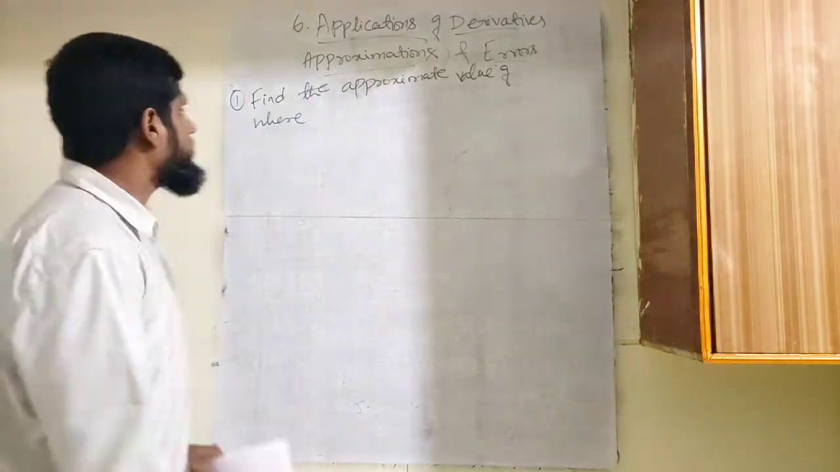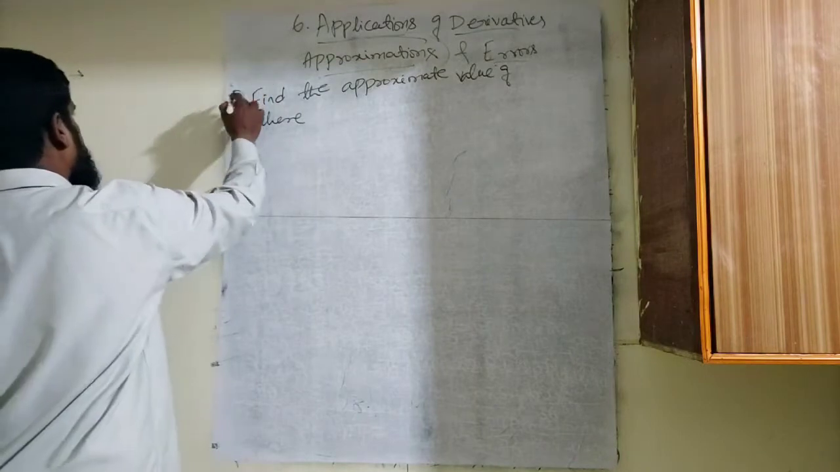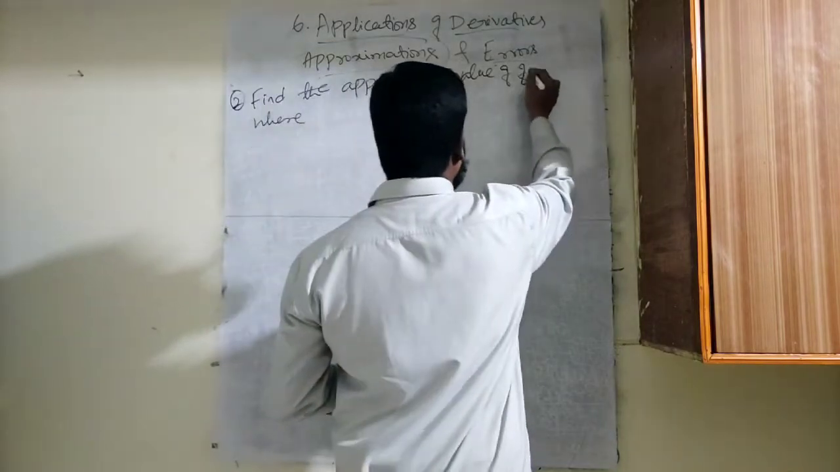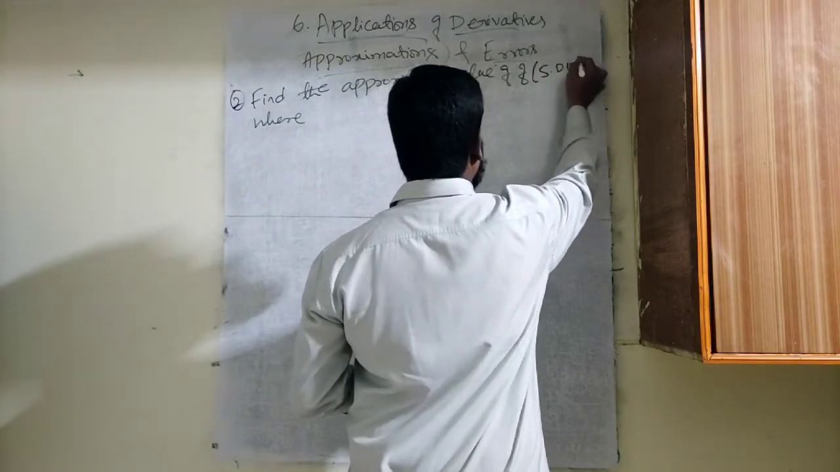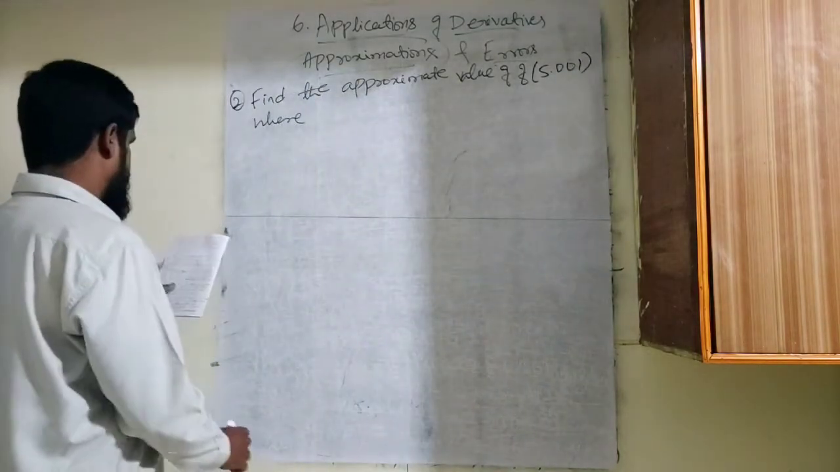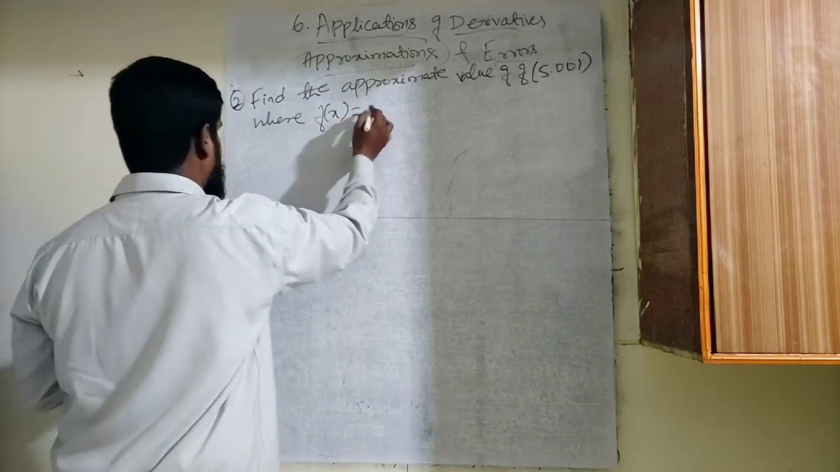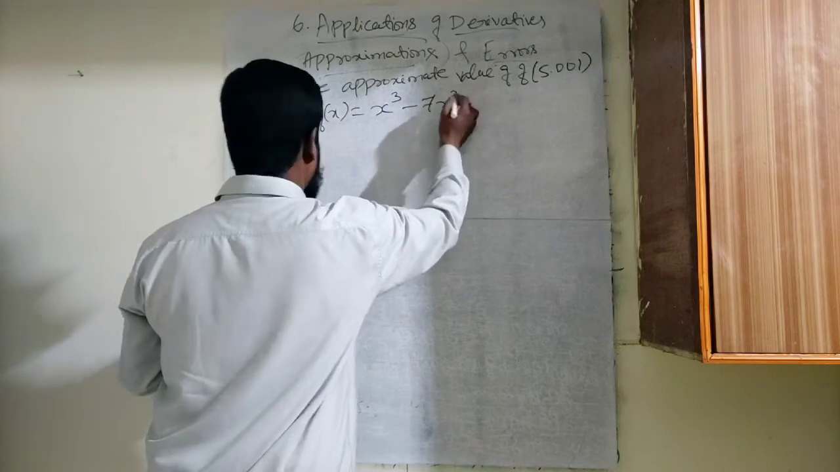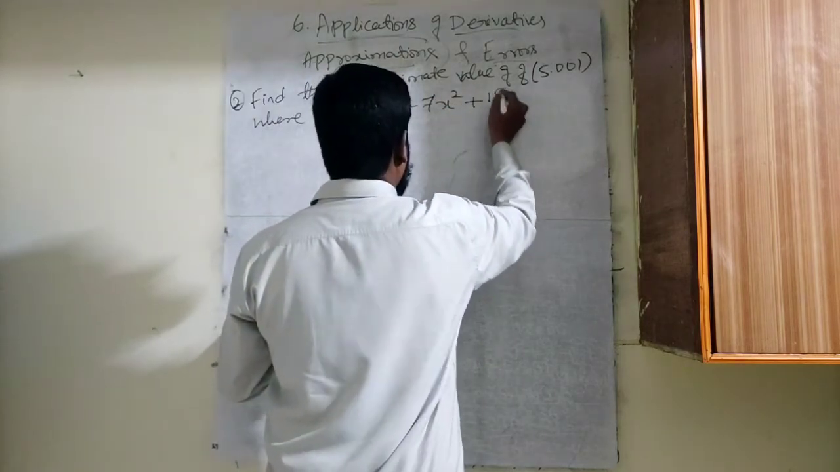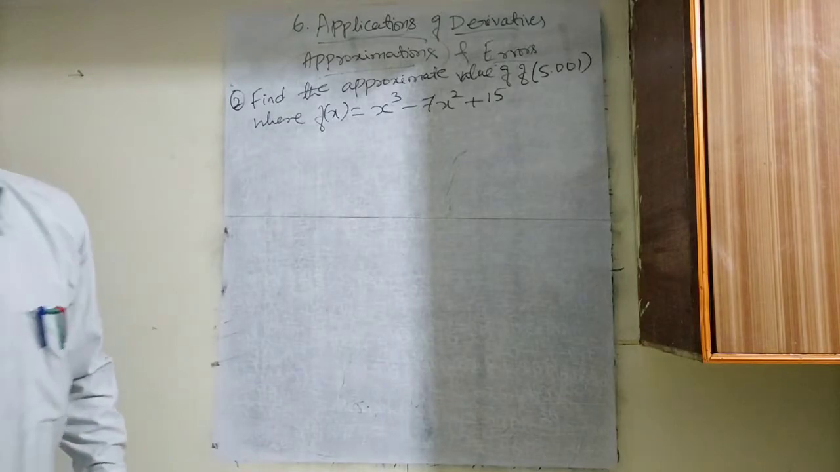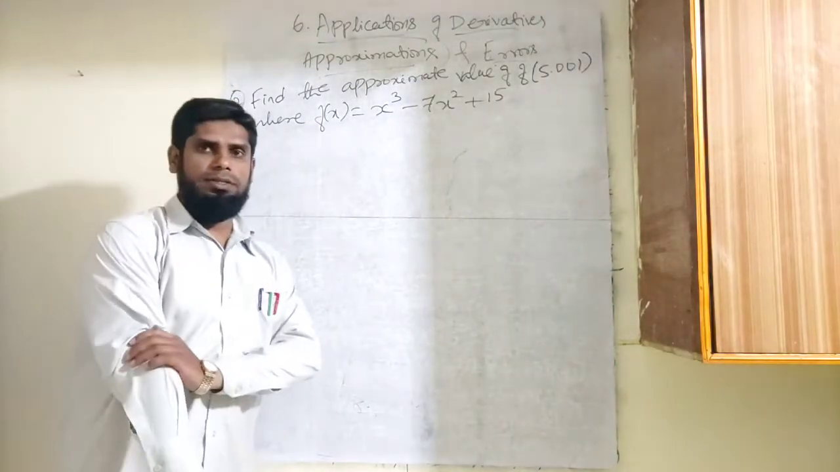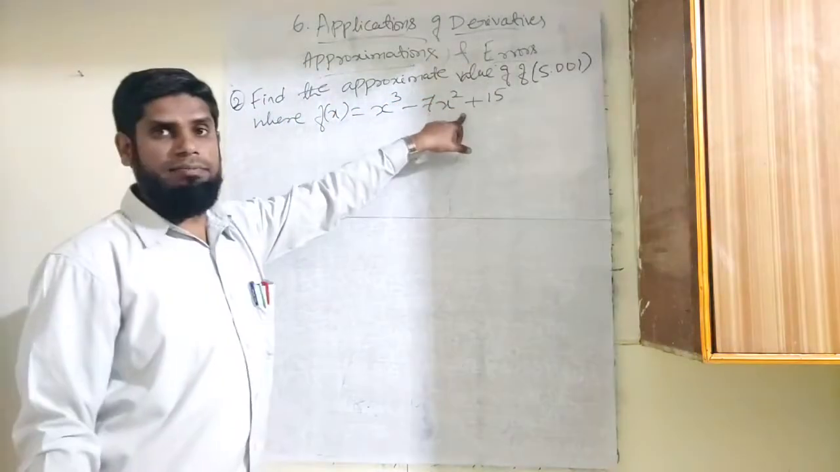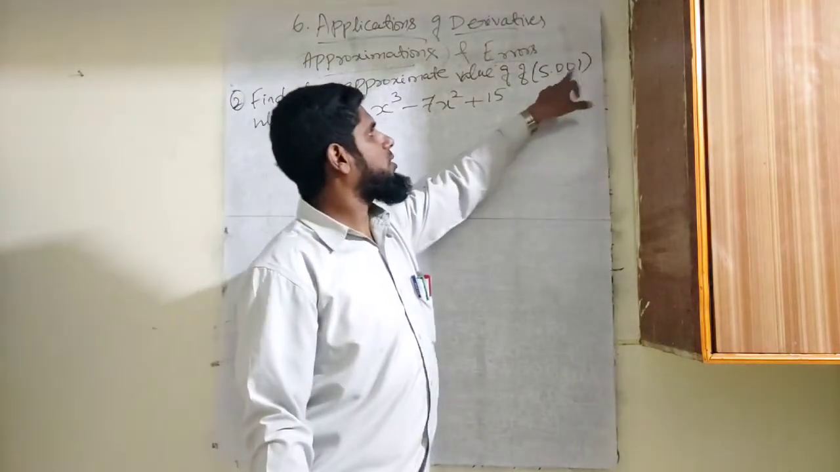Let us go to the next problem. So it is similar to this. Find the approximate value of a function f of 5.001, where f of x is equal to x cube minus 7x square plus 15. Then we should find the approximate value of a cubic equation this time. It is a cubic equation at x is equal to 5.001.